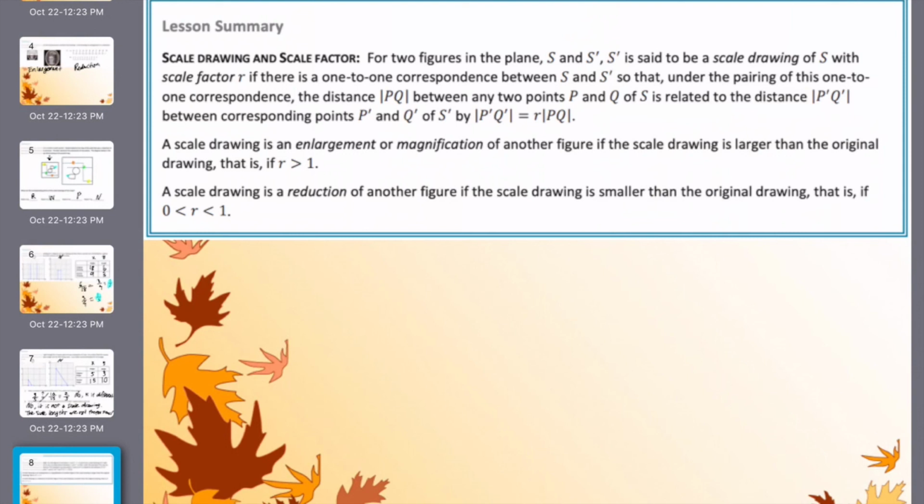A scale drawing is an enlargement or magnification of another figure if the scale drawing is larger than the original. A scale drawing is a reduction of another figure if the scale drawing is smaller than the original drawing. That is, the rate is between 0 and 1.